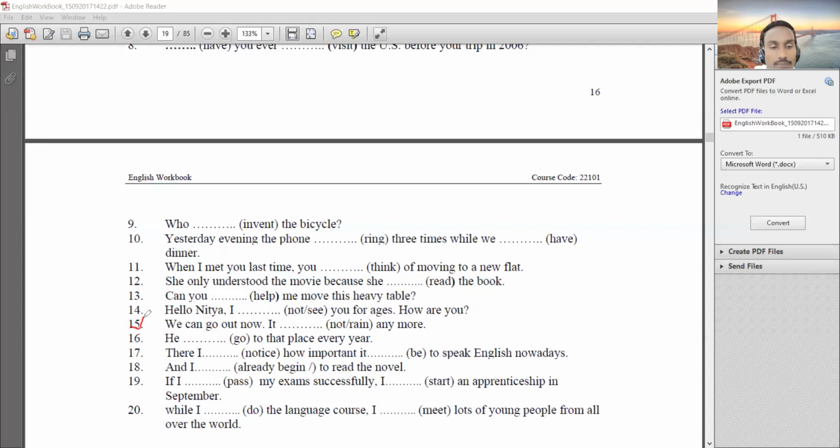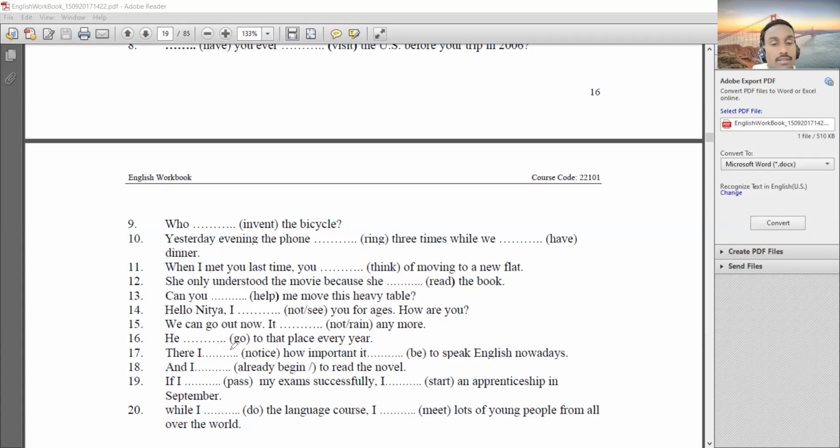Then let's go here for number 15. That says, we can go out now. It (not rain) anymore. It is not raining anymore. Here you can use two tenses, that will be okay. If you use simple future, that is also okay. It is not raining anymore, that is right. If you say it will not rain anymore, that is also right. Depending upon the context you can decide. It can be it is not raining or it will not rain, but both can be right.